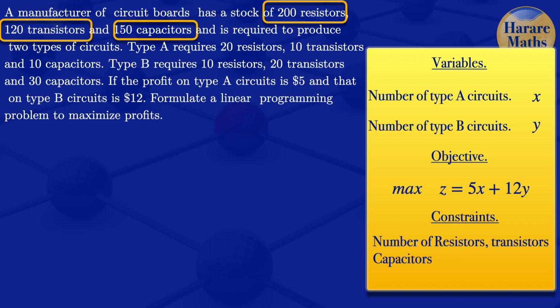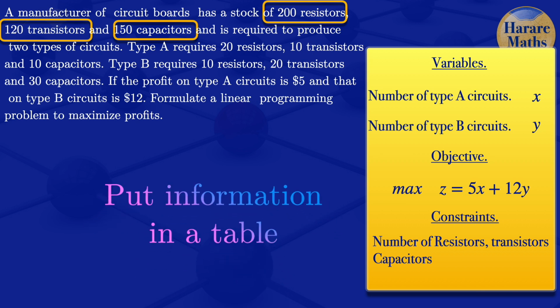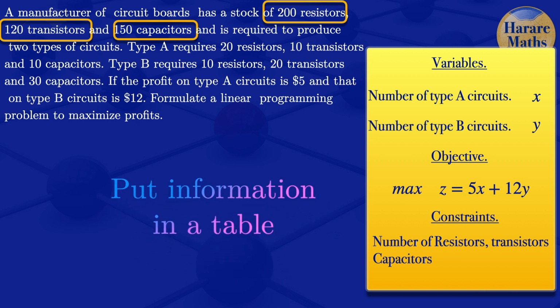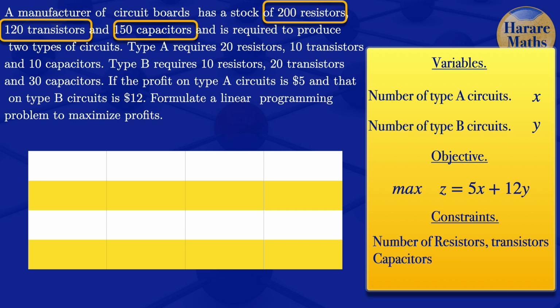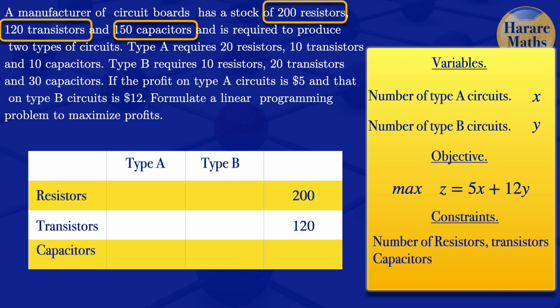So I now go on and try to put that information in a table so that we see it clearly. I will draw a table and write the type A circuits and the type B circuits. Then we have the resistors, and the resistors we are having 200 of them. And for the transistors, we are having 120. And for the capacitors, we are having 150.